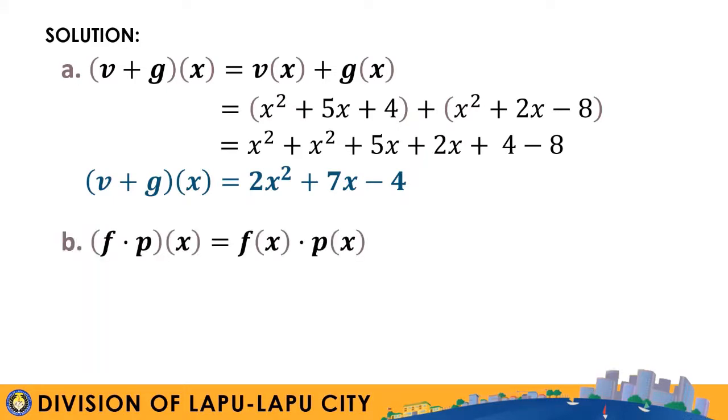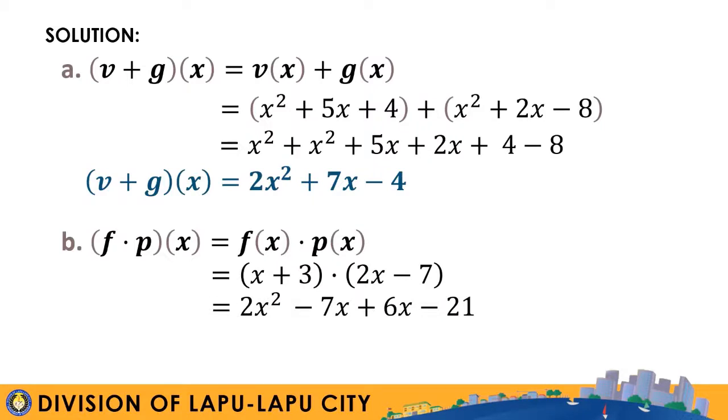Let's proceed to letter B, and that is to solve for the product of functions f and p. F times p of x equals f of x times p of x, by definition. Next, substitute f of x and p of x. We have here f of x is x plus 3, and p of x is 2x minus 7. Then, multiply the two binomials.